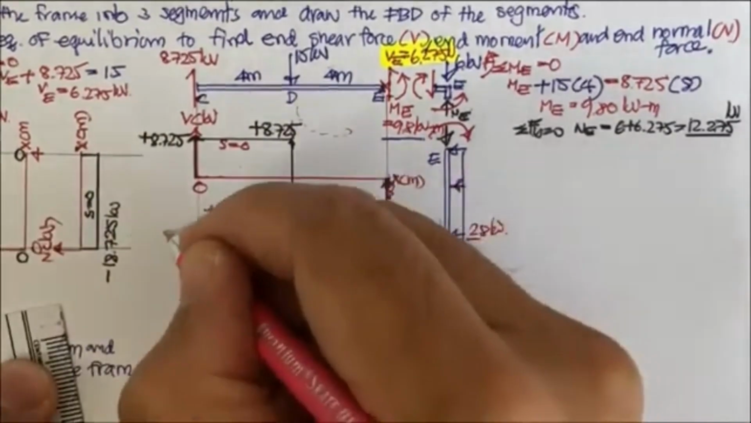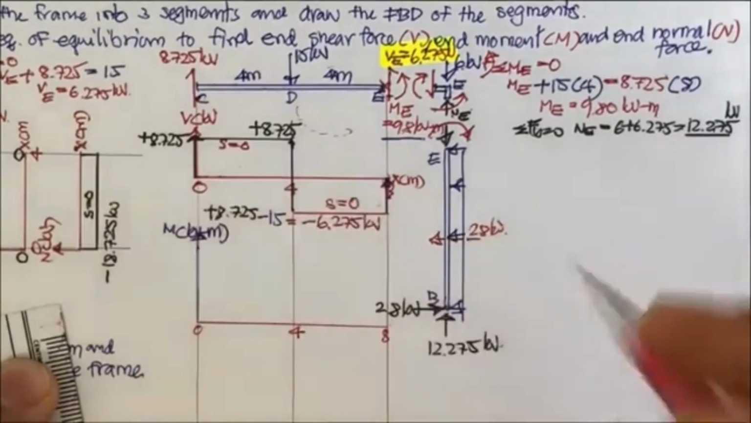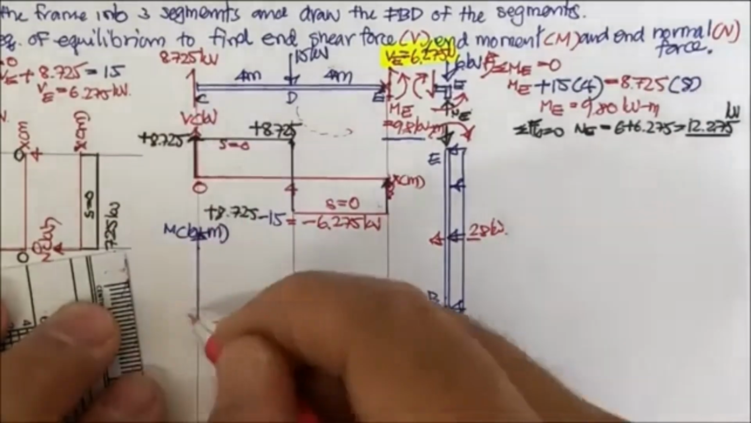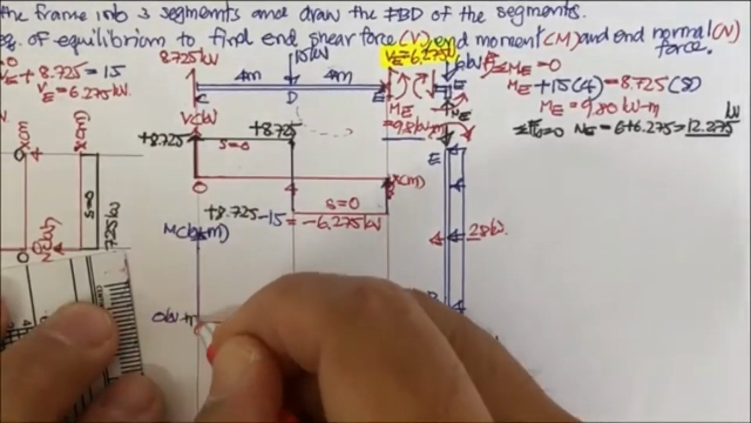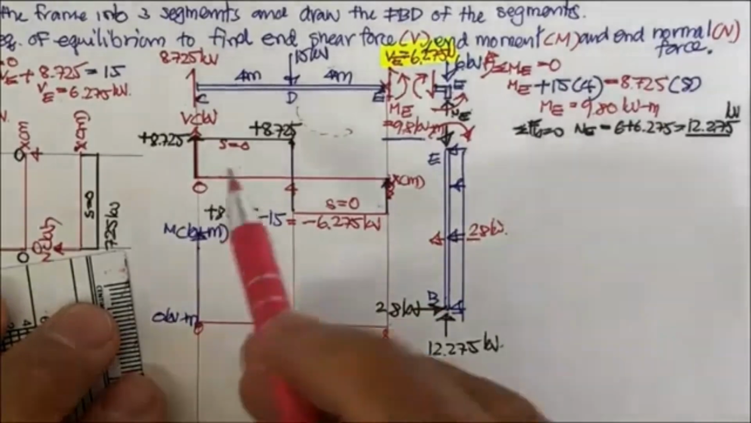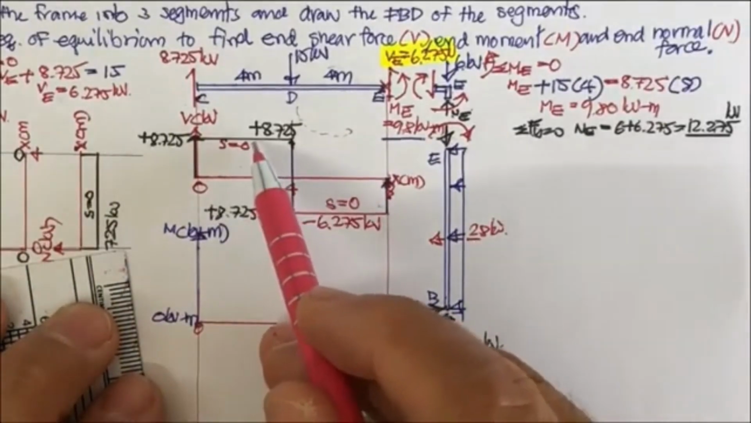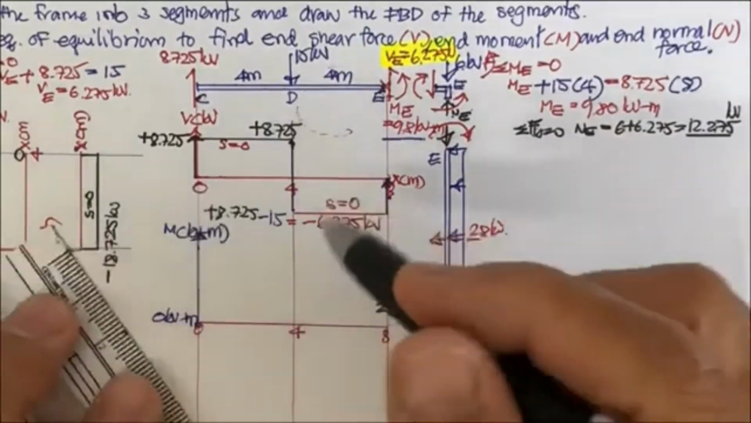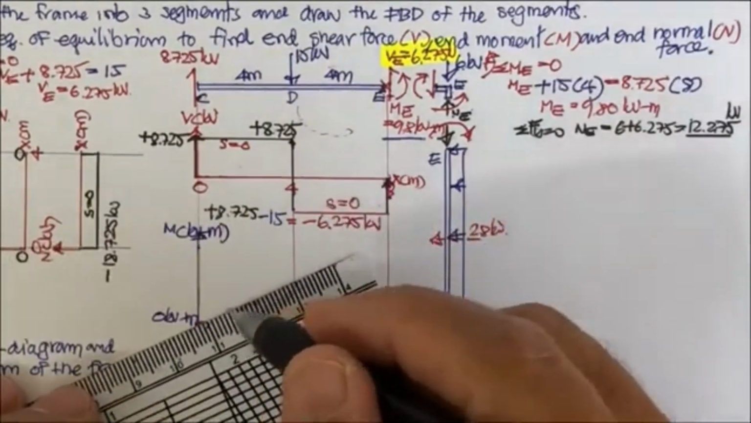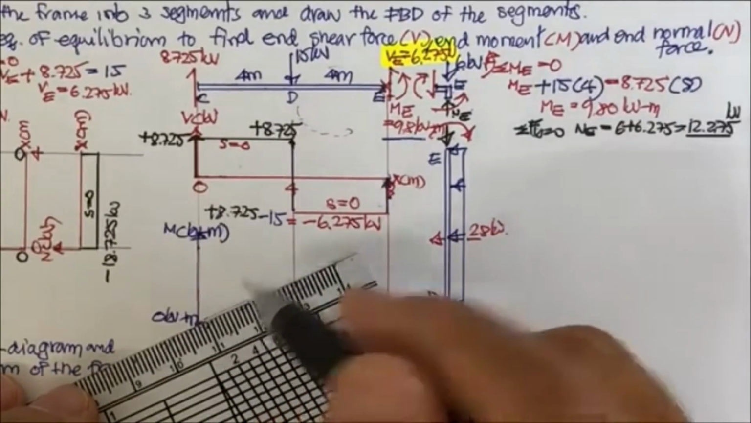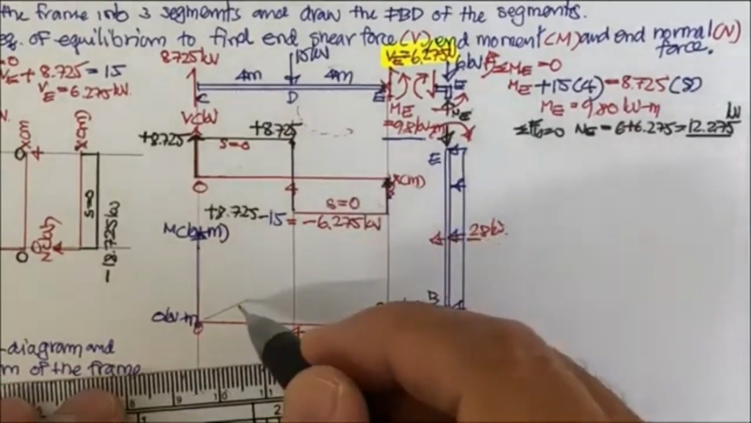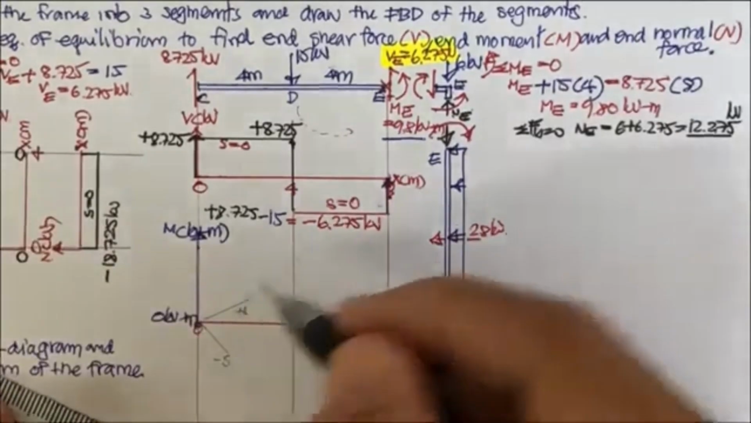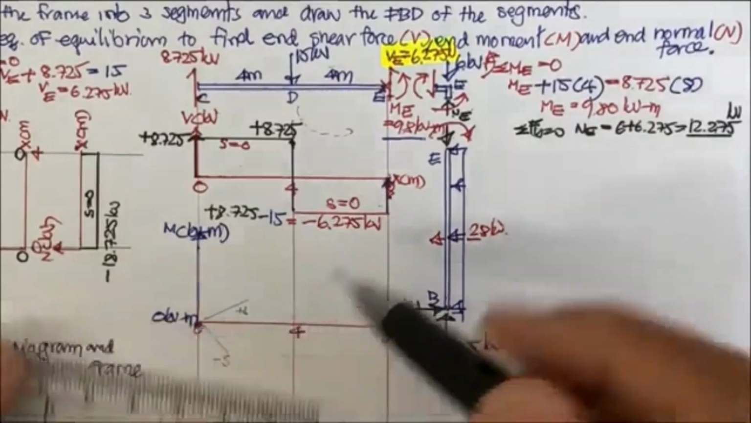This is going to be M, kilonewton meter. At this point, there is no moment, so we start with 0 kilonewton meter at 0. And then what we have is the shear of 8.725, and it is positive. When it's positive, the graph is supposed to go up like this. This is positive shear, or positive slope, and this is going to be negative slope. This is minus S, this is plus S, and 0 is horizontal.